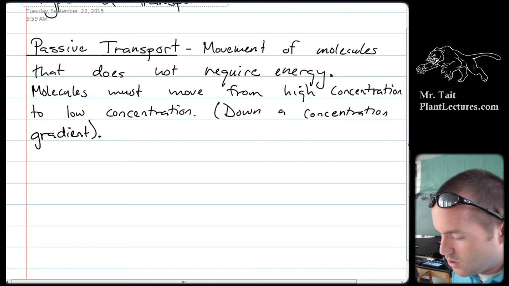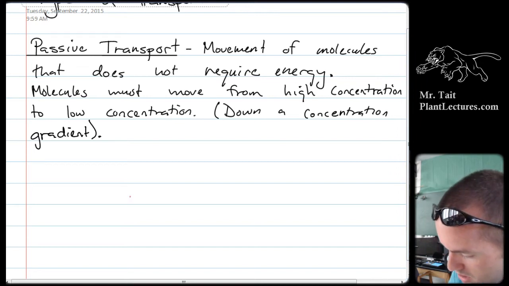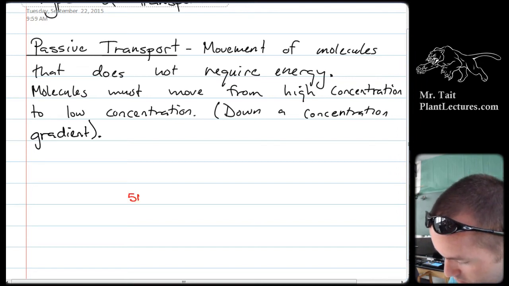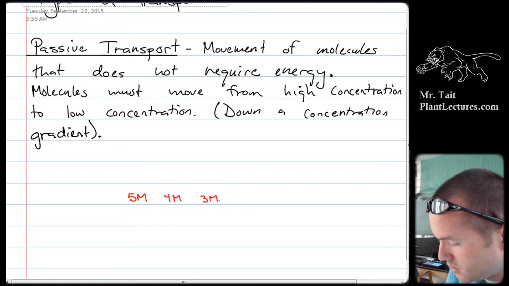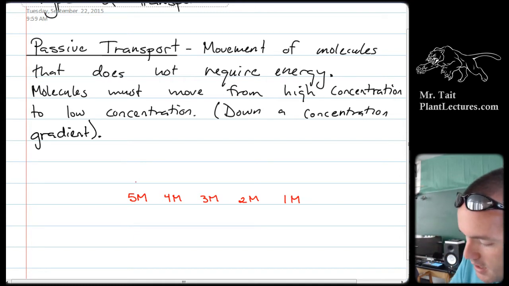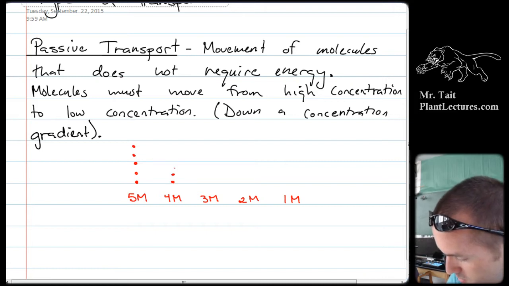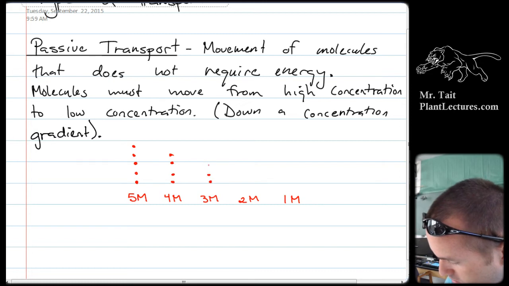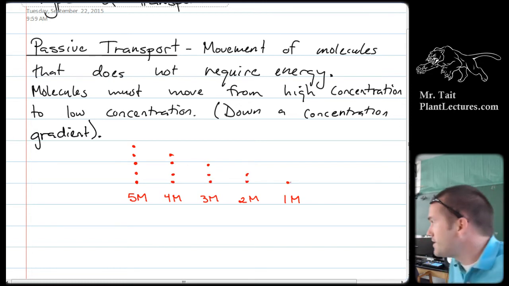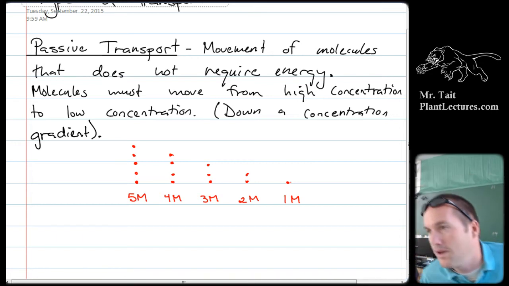So if you had a couple solutions, let's say you had a 5 molar solution, a 4 molar solution, a 3 molar solution, a 2 molar solution, and a 1 molar solution, you could just stack up 1, 2, 3, 4, and 5. 1, 2, 3, 4. 1, 2, 3. 1, 2, and 1. And you can see how this goes through a nice little ramp here, right?